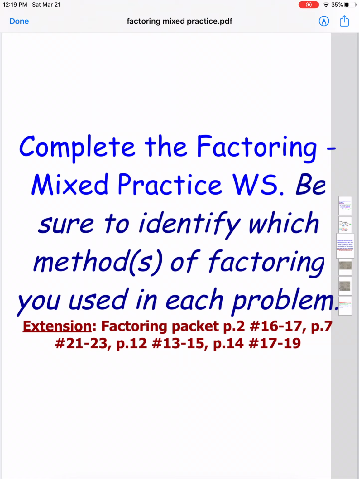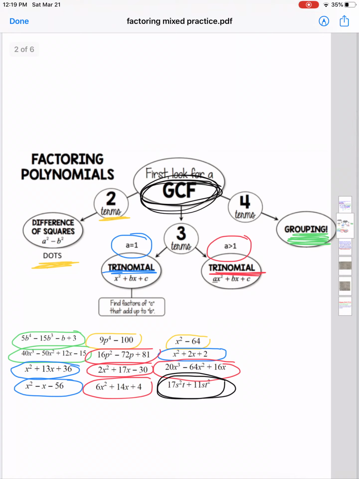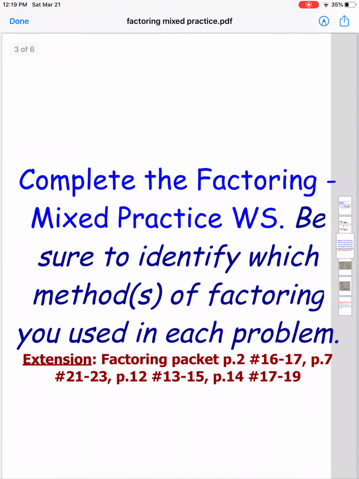This worksheet is going to have 10 problems on it in which you're asked to factor completely, and then also identify which method or methods of factoring you used. So again, if we go back to our methods here, we've learned 5 different methods of factoring. So I want you to try to use one or multiple of these methods in your factoring practice. So go ahead right now. I want you to pause this video, identify the problems from the Factoring Mixed Review worksheet, and then come back to this video when you're ready to check your answers.